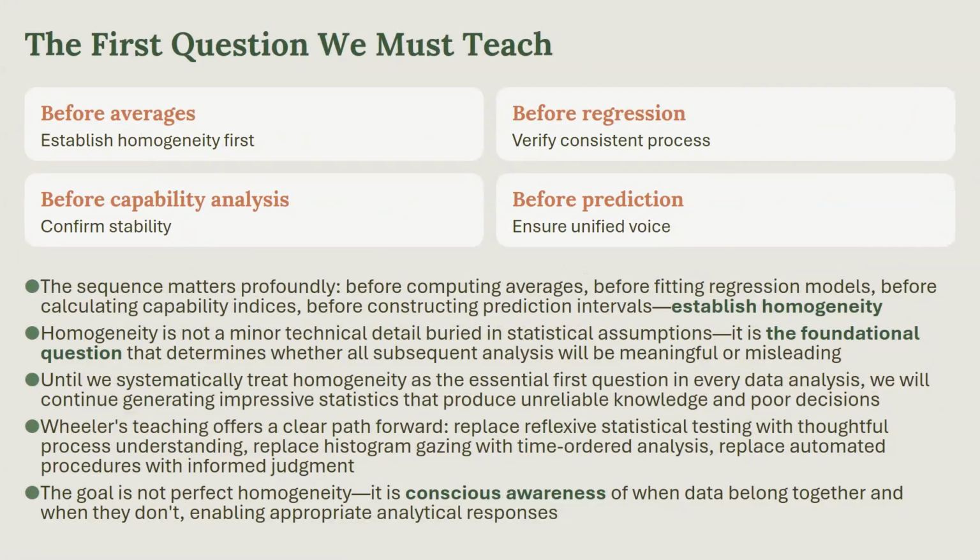Before averages, regression, capability analysis, or prediction, establish homogeneity. It is not a minor detail. It is the foundation of trustworthy analysis. Wheeler teaches us to replace reflexive statistical testing with thoughtful process understanding and time-ordered analysis. The goal is conscious awareness of when data belong together, enabling appropriate analytical responses.